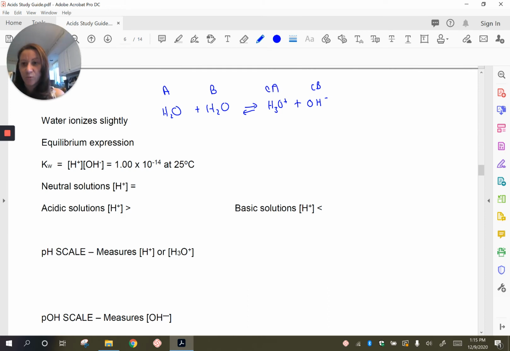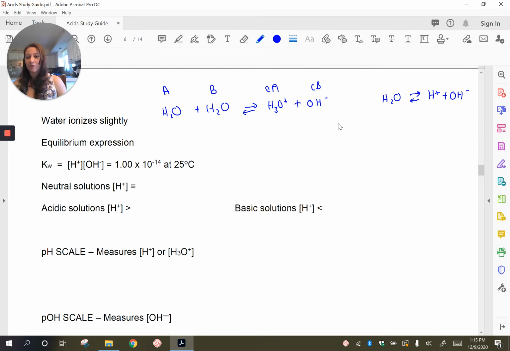So you can think of it this way, or you can just simply write H2O ionizing into H plus and OH minus. Now, again, water's molecular. However, this actually happens, but to a very, very small extent. So really the equilibrium lies to the left. It stays mostly as molecular water. Very, very little of it turns into ions.